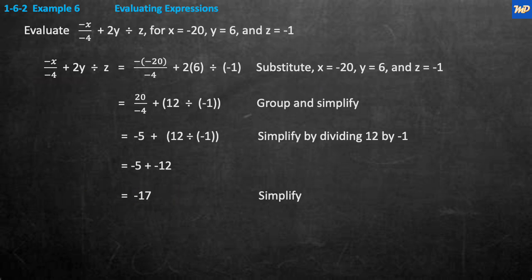Example 6, evaluating expressions. Here we're going to be doing some of that substitution. It says evaluate the fraction, negative x divided by negative 4, plus 2y, or 2 times y, divided by z, for x equals negative 20, y equals 6, and z equals negative 1.